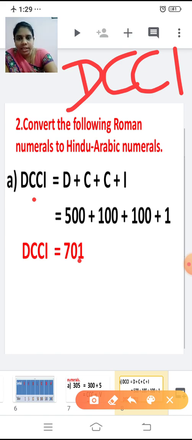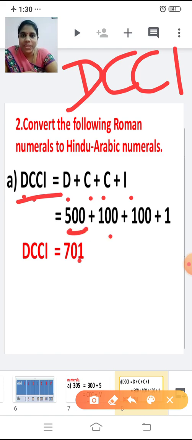Now see the D. If we have more symbols, we can add them, right? So D plus C plus I. What is the value for D in Indo-Arabic numbers? D is 500, plus C. What is the value of C? 100, plus one more C, so 100, plus what is the value for I? 1. So write it down.